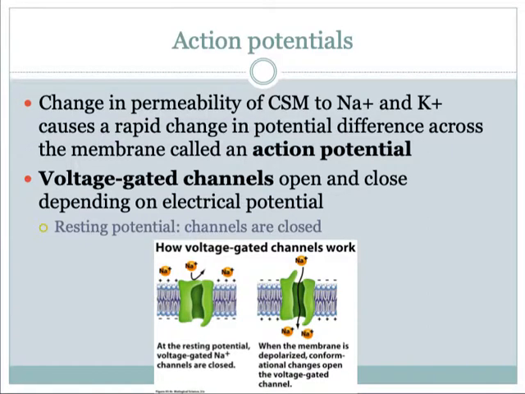So a rapid fleeting change in that potential difference across the membrane is called the action potential, and it's caused by changes in the permeability of the cell surface membrane to sodium ions and potassium ions, as well as the channels that are open all the time. There are channels in the cell surface membrane that allow sodium ions or potassium ions to pass through, and they open and close depending on the electrical potential or voltage across that membrane, and are therefore called voltage-gated channels. So when the membrane is at its resting potential, these channels are closed.